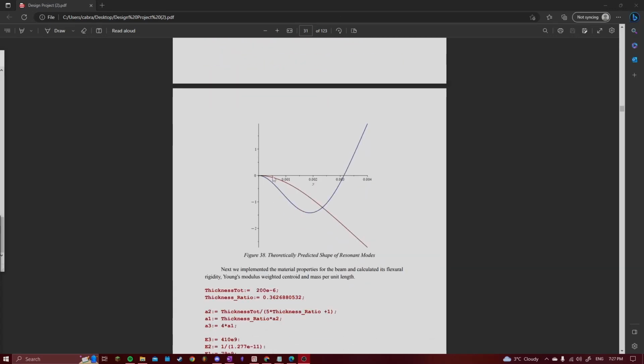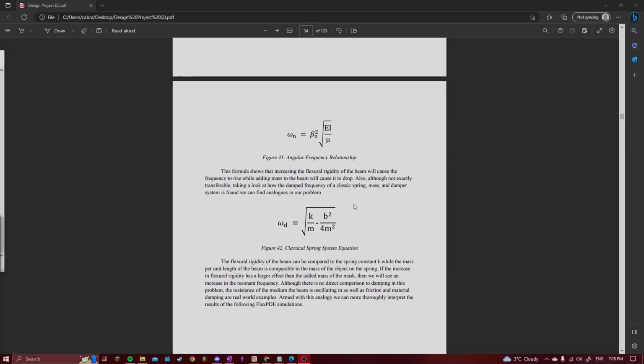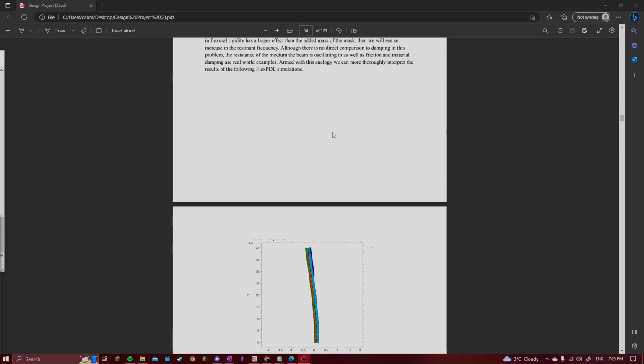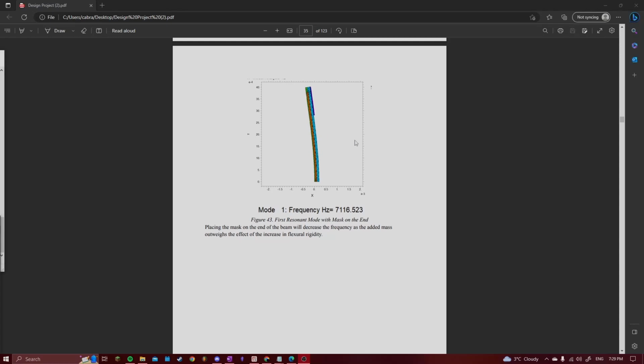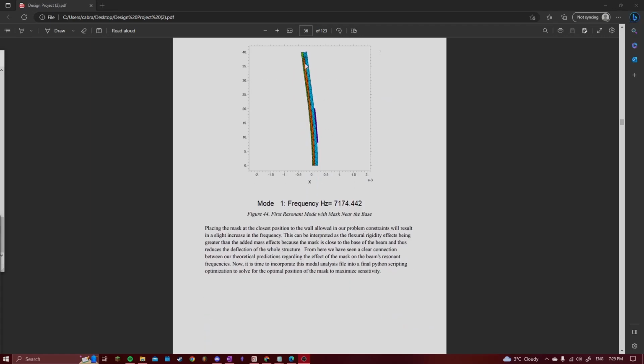And if we go down and simulate the same thing in Maple, we see the same shape, thus validating the shape, and very similar frequencies, thus validating the frequencies. We can then add the mass region and recognize that increasing flexural rigidity of the beam will cause the frequency to rise, and adding mass will cause it to drop. So if we simulate our mass towards the edge, we're going to increase the flexural rigidity, but since the mass is overpowering, it's going to decrease the frequency, which we see here. And the same thing conversely will happen with an increase in frequency when we put it towards the base.